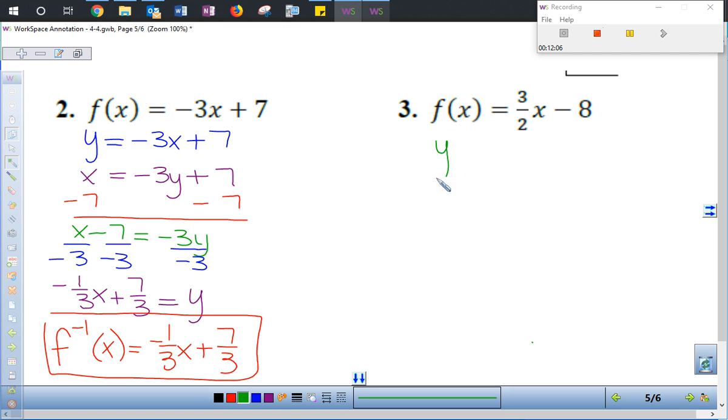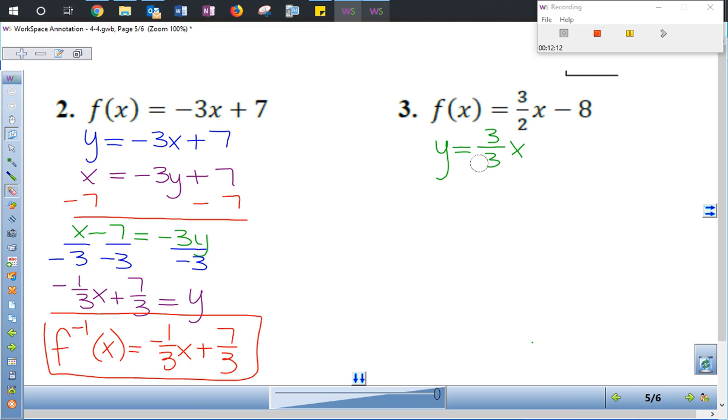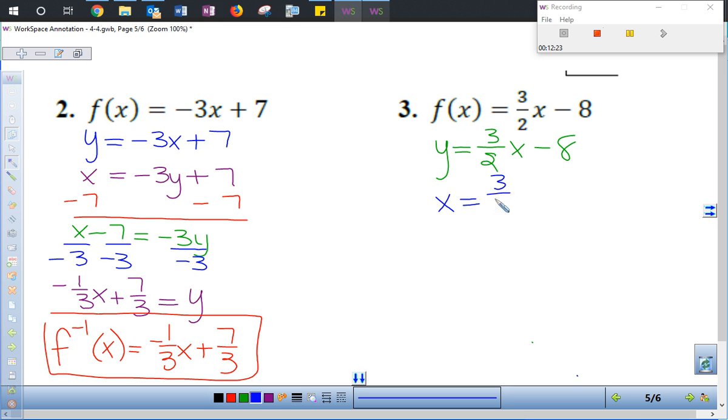First, we're going to change f of x to y. So y equals 3/2 x minus 8. Then we switch our x and y, so x equals 3/2 y minus 8. Then we can solve for y, and I have x plus 8 equals 3/2 y.